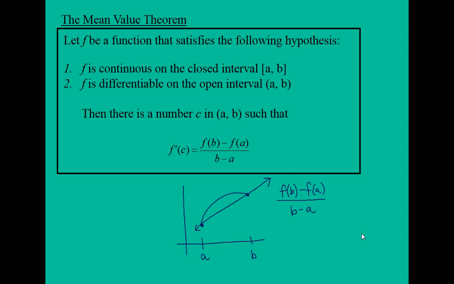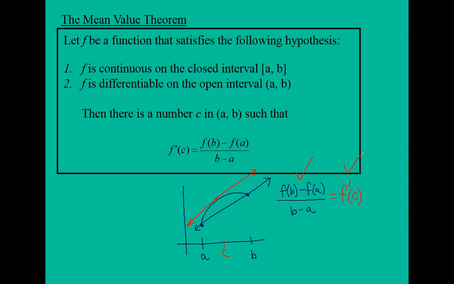Let me draw in a tangent line that is parallel to that secant line. There's a tangent line that's parallel to the secant line. So at that point, f prime of c would equal the slope of the secant line. This is finding the slope of the secant line. This is the slope of the tangent line. If they are parallel, then they are equivalent.